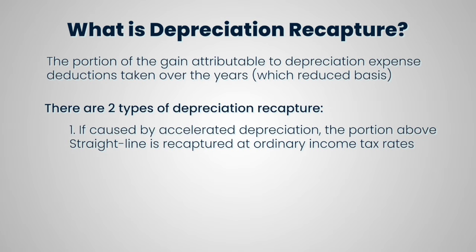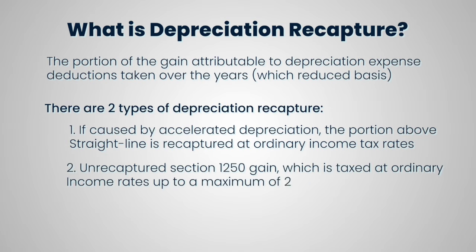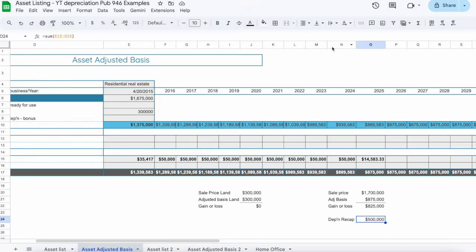Now, the second type applies a lot. Number 2 is unrecaptured Section 1250 gain, which is taxed at ordinary income tax rates up to a maximum of 25%. And so this applies to all of the depreciation expense that you took, even if it was straight line. So in our example, the $500,000 of depreciation expense that we took over the years is our unrecaptured Section 1250 gain, and $325,000 is the remaining long-term capital gain. So now let's take a look at how this is reported on the forms.